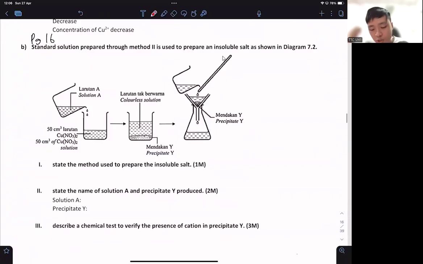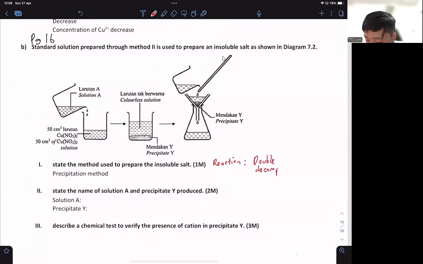Okay, now standard solution prepared through method 2 is used to prepare an insoluble salt, as shown in diagram 7.2. Okay, name the method used to prepare the insoluble salt. Okay, the precipitation method. Normally the method is precipitation. If they ask for the reaction, it will be double decomposition. But actually, both can. Okay, no problem.